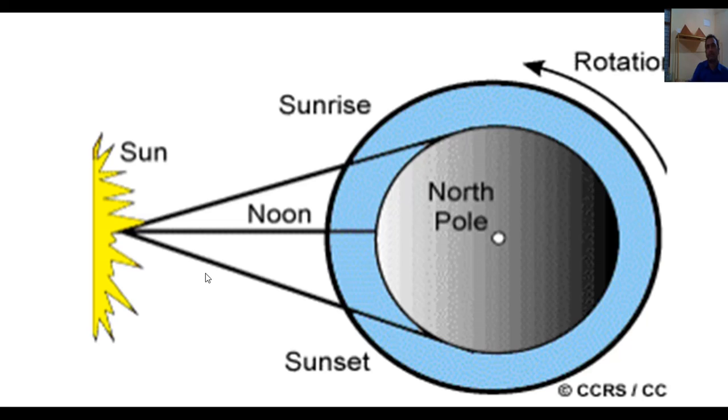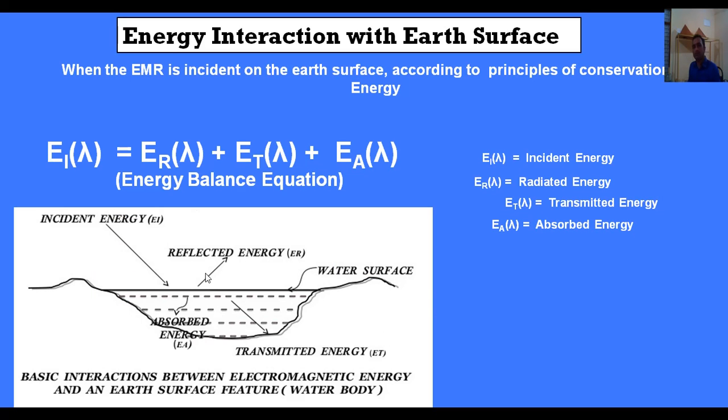So, till now we discussed the interaction with the atmosphere: how the sun's radiation interacts with the atmosphere, and how it interacts with the surface materials. This is the entire concept of interaction with the atmosphere and earth surface.